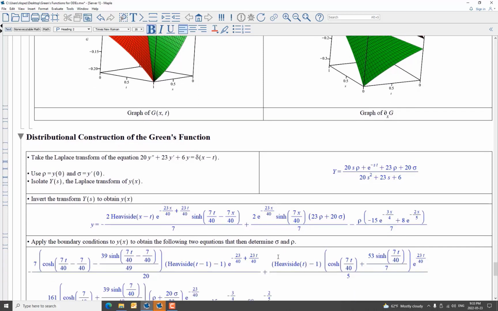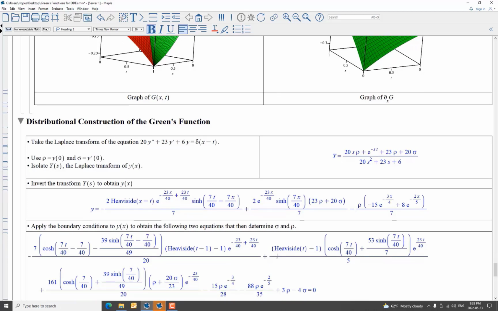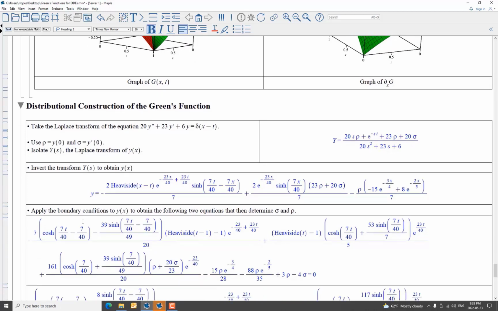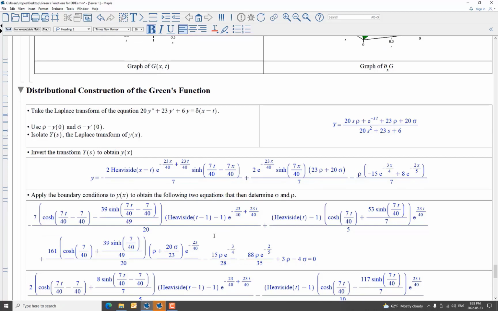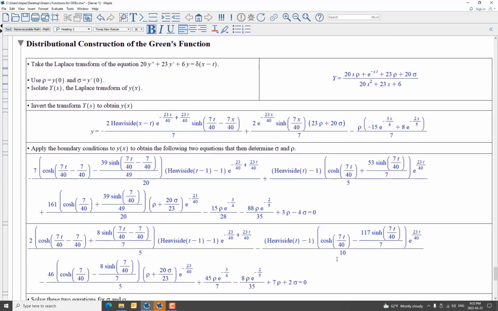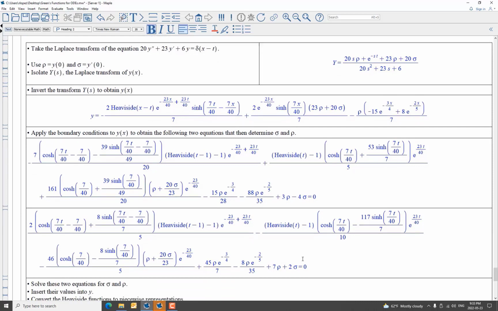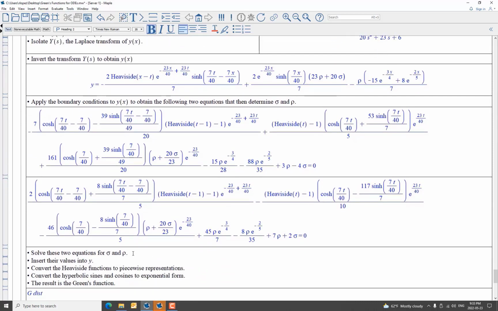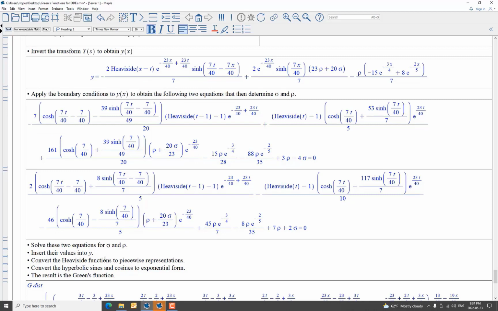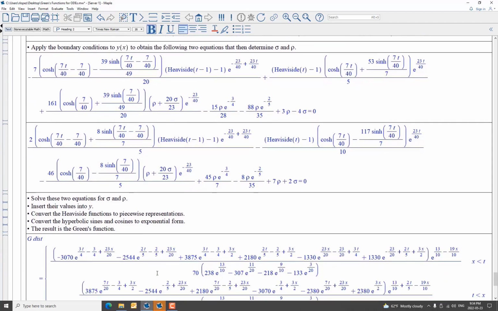But now you apply the initial or the boundary data. So you apply the boundary conditions and you get two equations in rho and sigma. This is what you get when you apply the first condition. This is what you get when you apply the second condition. You solve those two equations for sigma and rho. Put the values back into y. Convert the Heaviside functions to piecewise. Convert hyperbolic sine, hyperbolic cosine to exponential form. You get this Green's function.